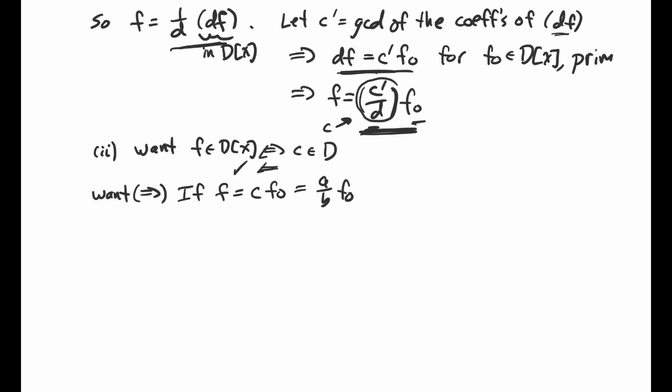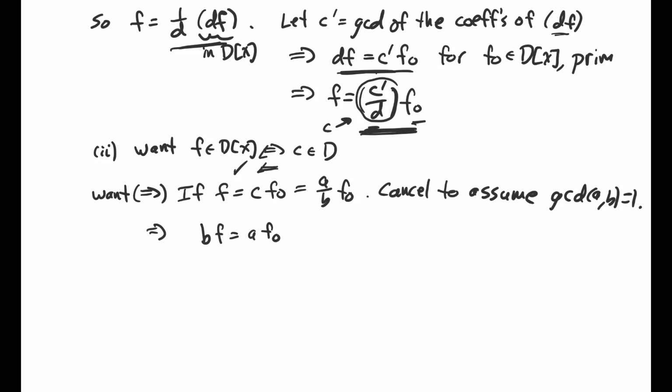So write a as a product of something times its greatest common divisor with b, and b is something times the greatest common divisor with a. Cancel out those greatest common divisors, and what's left will have no more greatest common divisors. All right, so that's written there. Canceling, we can assume by renaming things that a and b have no common factors, so their GCD is 1. All right, so we've got bf equals af naught.